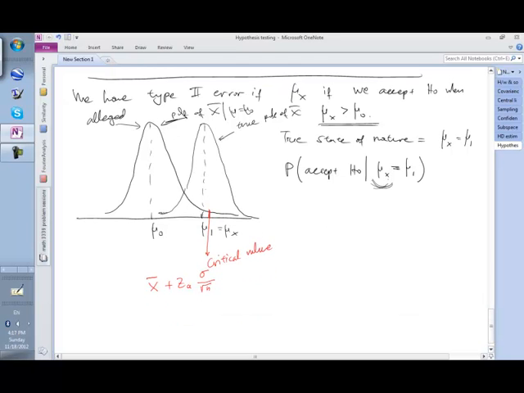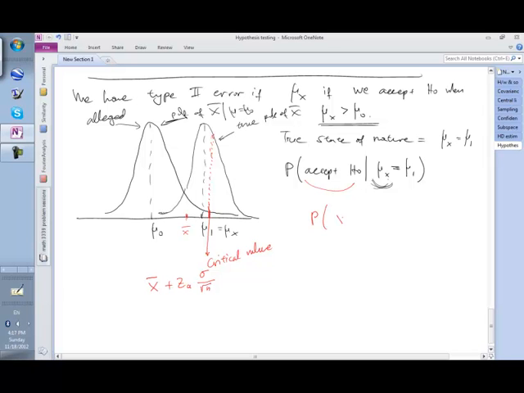So since this is the right tail test, since I took this to be the critical value, what should now be the type 2 error? Well, the type 2 error is, since we say that we accept h sub 0, what is the value of x bar that we observe? The value of x bar that we observe should be here. So what is the probability that we accept h sub 0?